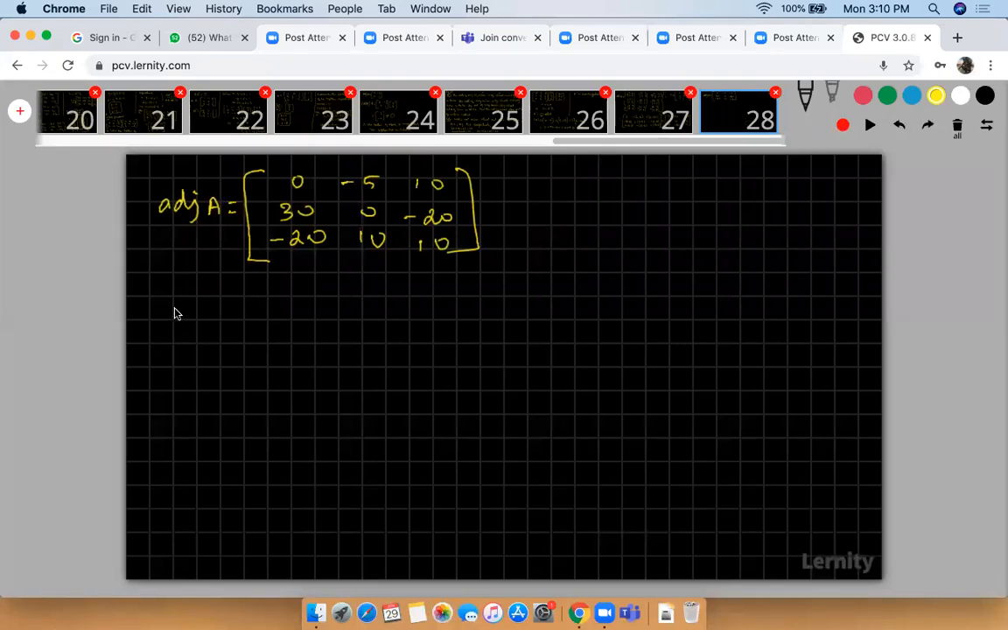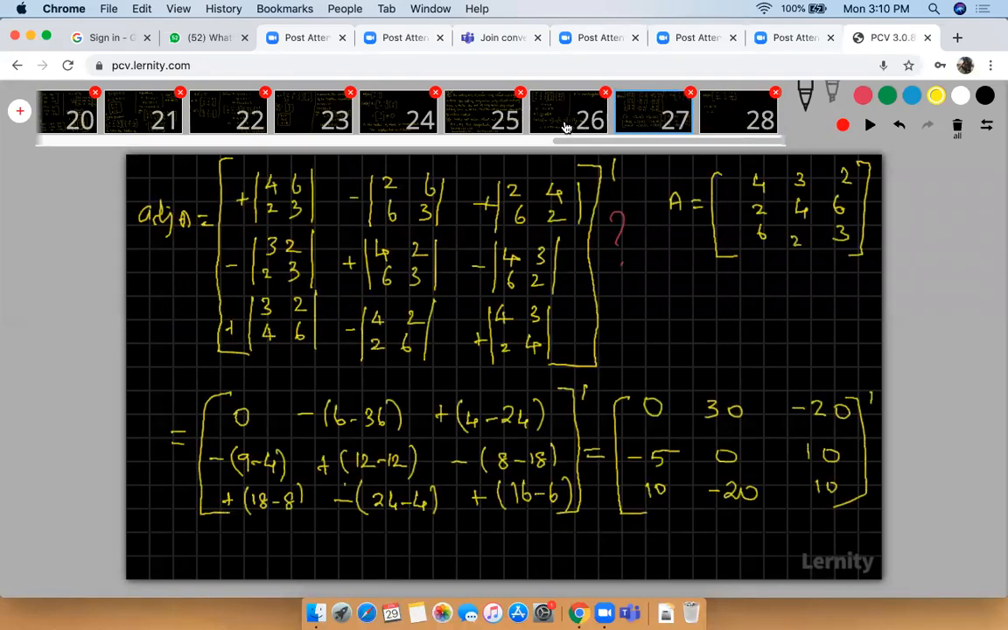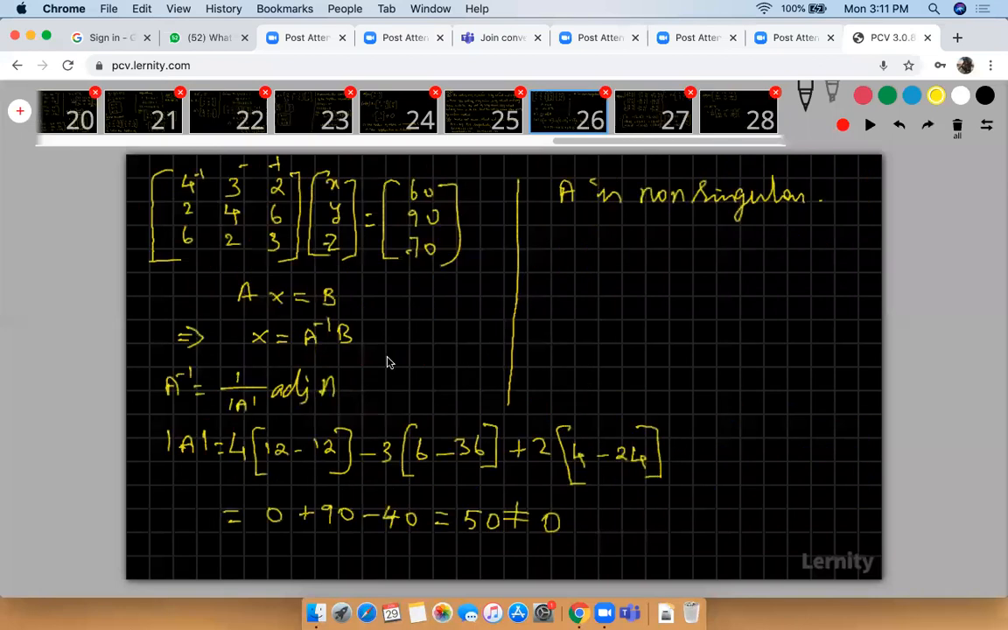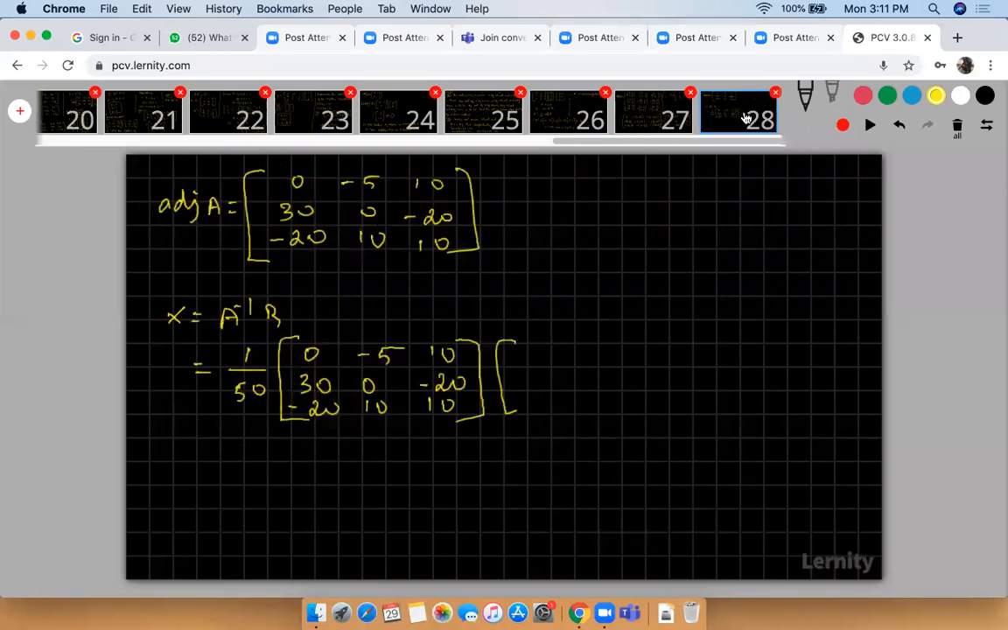Your X is equal to A inverse into B. What is my A inverse? My A inverse is 1 by determinant of A. What is my determinant of A? My determinant of A is 50. So 1 by 50 and adjoint of A. What is my adjoint of A? 0, minus 5, 10, and here 30, 0, minus 20, and minus 20, 10, 10. Okay, into B. What is our B? Look at that B. So B means right answer, 60, 90, 70.